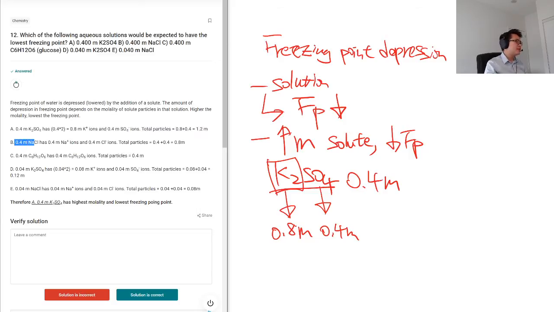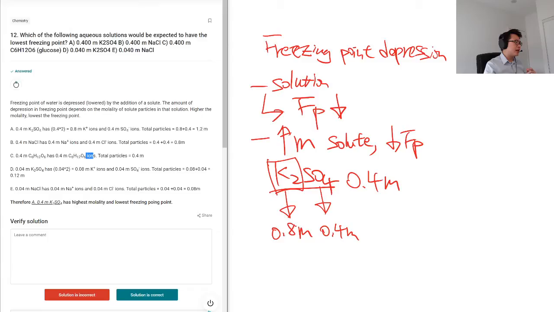For B, we have 0.4 sodium chloride, so we have 0.4 sodium and 0.4 chloride. The total molality of ions will be 0.8. And then for glucose, we have 0.4, but we only have 0.4.